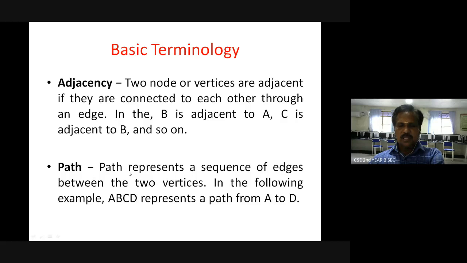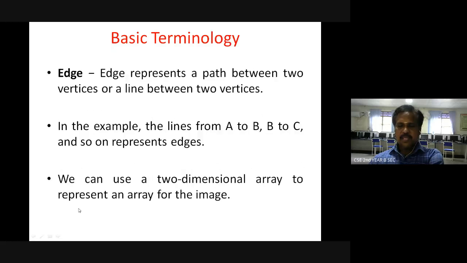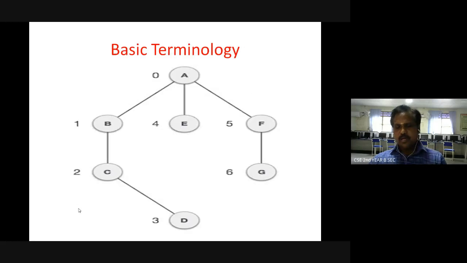Next, what is a path? Path represents a sequence of edges between the two vertices. In the following example, A, B, C, D represents a path from A to D. I would like to traverse from the node A to D. You already studied what traversing is. Traversing is we have to visit all the vertices at least once.